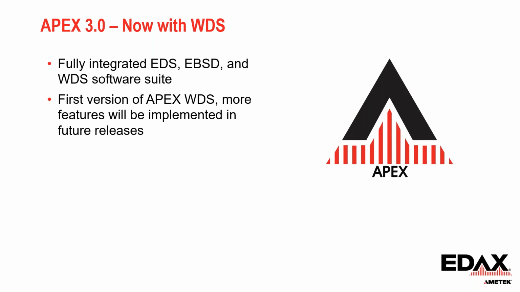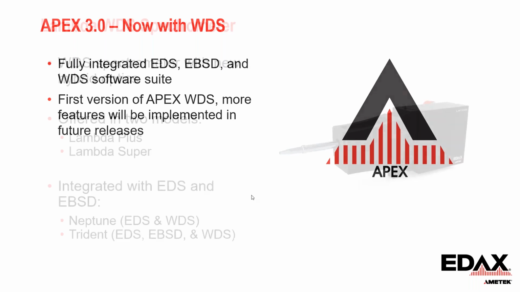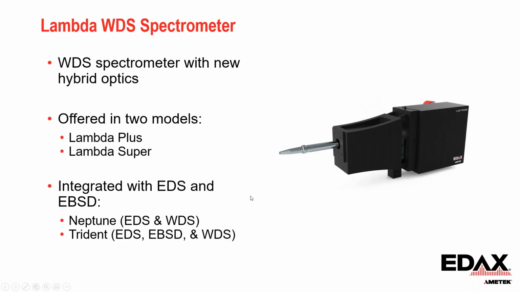We are releasing Apex 3.0. This is a fully integrated EDS, EBSD, and WDS software suite. 3.0 is our first version of Apex WDS. More features will be implemented in future releases. Since we've added WDS functionalities to the Apex software platform, I want to walk you through the WDS detectors we offer and the advantages of our detectors.